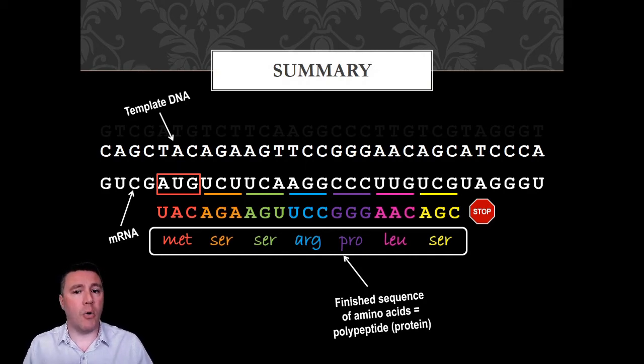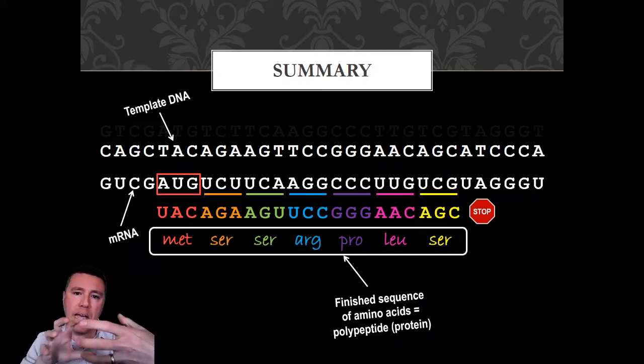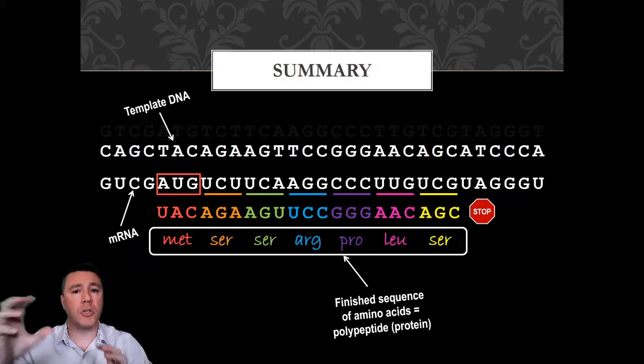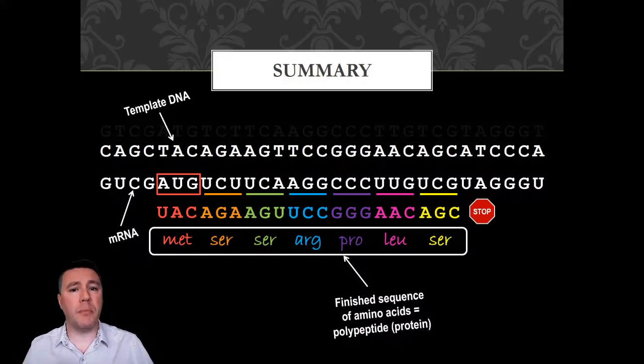Now, once translation is completely done, that polypeptide will begin to fold and twist and bend and connect to itself and take on a three-dimensional structure. That three-dimensional structure, that's what a protein is. So they're really similar, but they're not exactly the same.